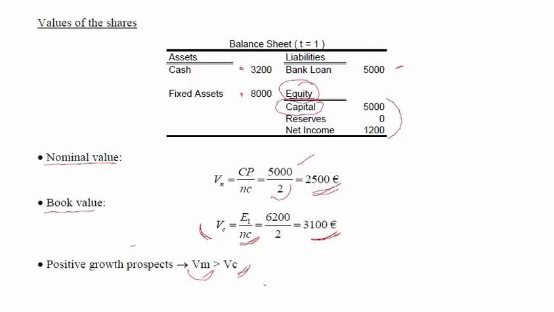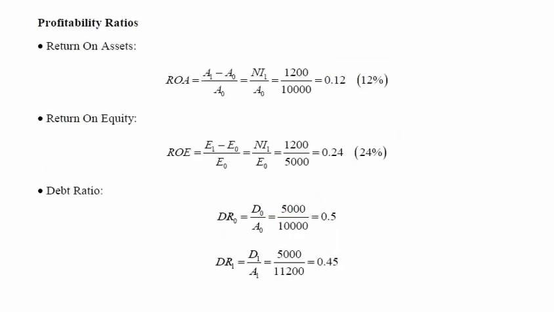We can observe situations in which the market value is lower than the book value. Now, with the information available, that is the information that we get at the end of the year and the information at the beginning of the year, we can calculate what is known as profitability ratios. And one important ratio is the return on assets.